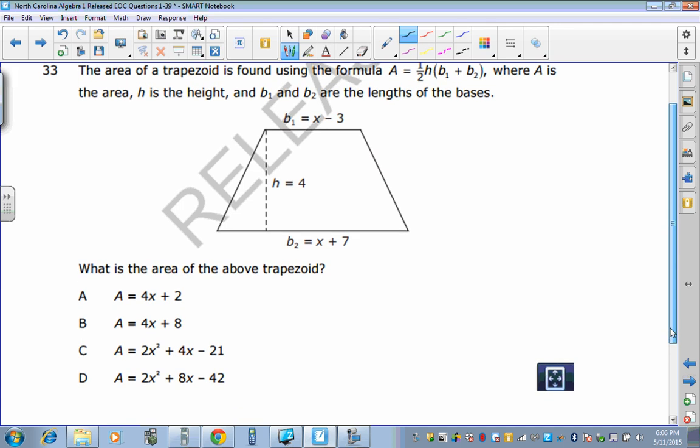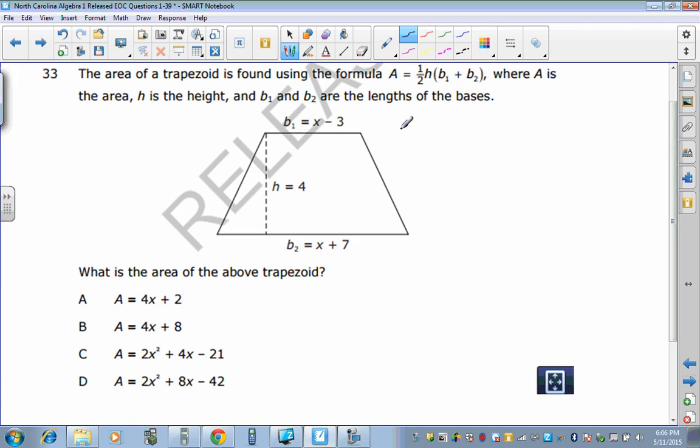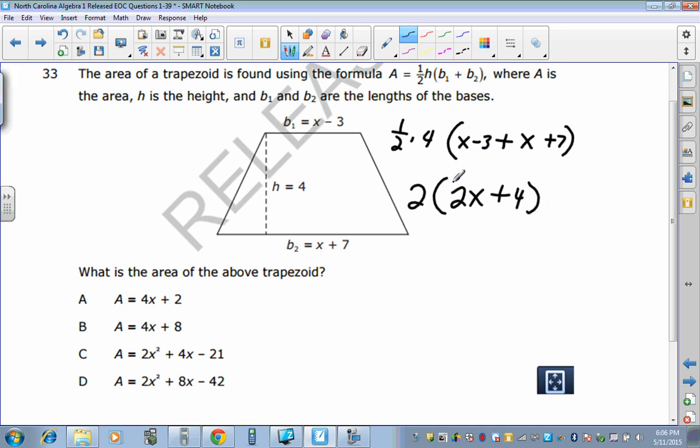Okay, number 33. They want the area of this trapezoid, and they give us this formula. It's half times height. The height is 4. Base 1 plus base 2. So base 1 is x minus 3 plus base 2, x plus 7. Well, half times 4 is 2. And if we add this, it'll be 2x. Negative 3 plus 7 is 4. Then we multiply that out, and that would be 4x. 2 times 4 is 8. So your answer is 4x plus 8.